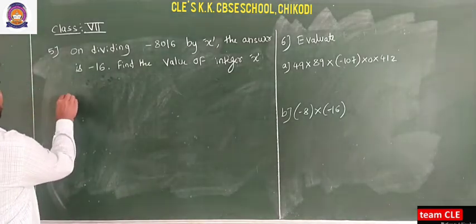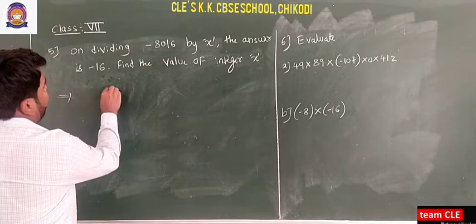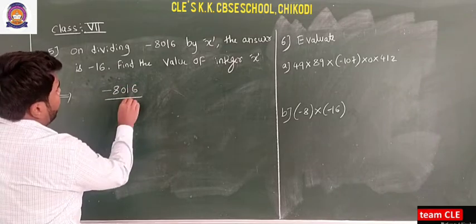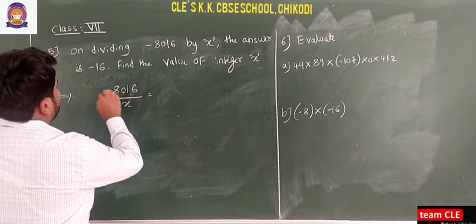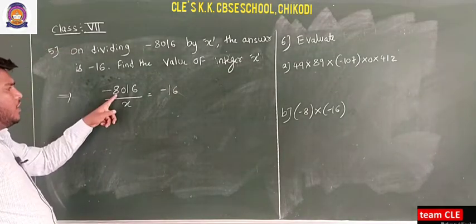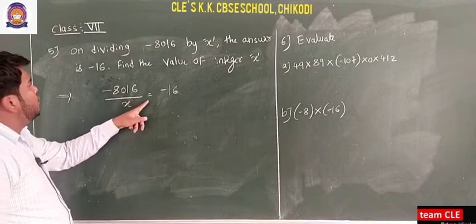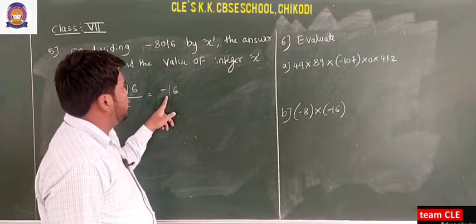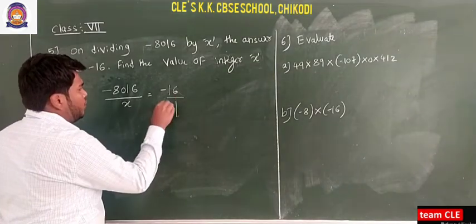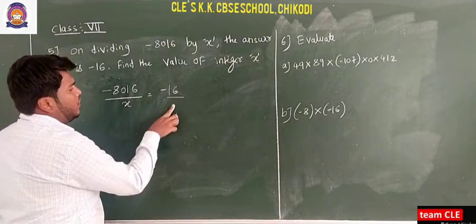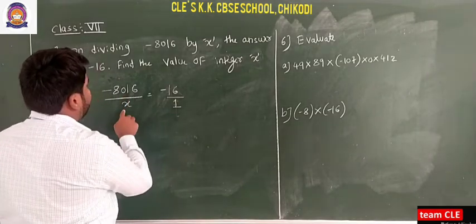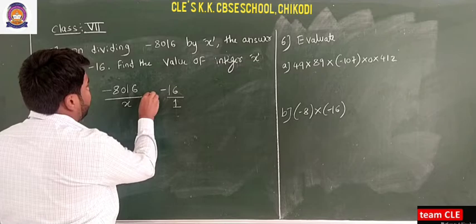So see here, first I will construct an equation. So this is minus 8016 on dividing by x, which is equal to minus 16. So this is your question: minus 8016 by x equals minus 16. Find the value of integer x. So I will do cross multiplication. 1 is hidden, so express in the form of p by q. See here, minus 8016 by x, you cross multiply this one.